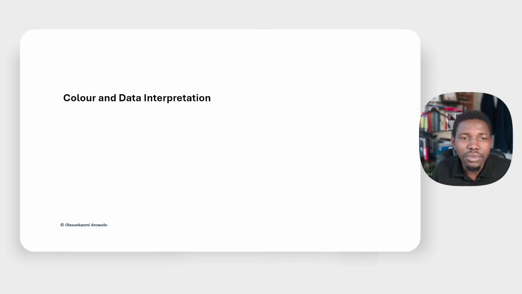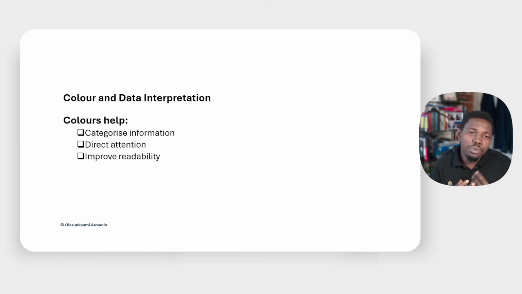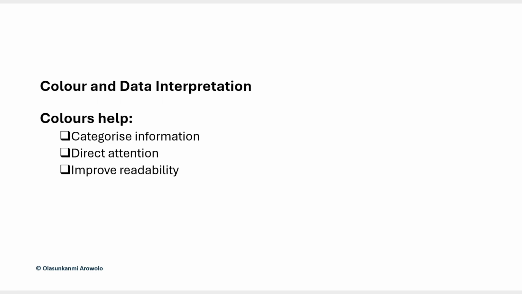All right. So now we have color and data interpretation. Color can help you categorize information, direct attention, and improve readability. Remember: categorize information, direct attention, improve readability. So red may suggest danger even when the data is neutral. So you have to be very intentional when you are presenting your data and in your choice of colors.